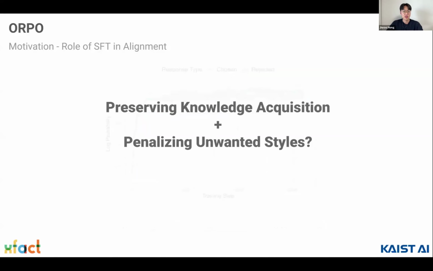So SFT has a really nice feature of learning the knowledge and generalizing over the desired domain. What we want from SFT in the context of alignment is preserving the knowledge acquisition role of the SFT, but at the same time, we want to differentiate the chosen responses and prioritize the chosen responses' styles. So we want to penalize the unwanted styles, which is represented by the rejected responses in the data. This is the core motivation that we had while working on ORPO.